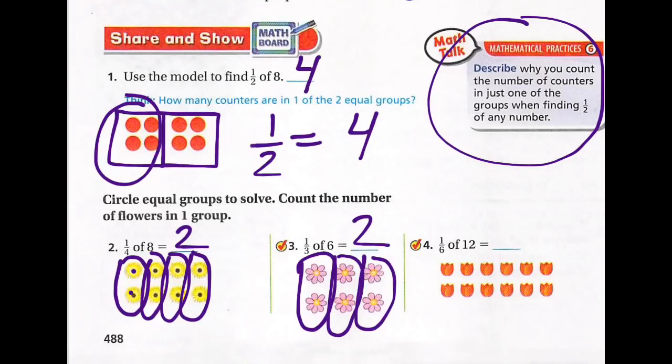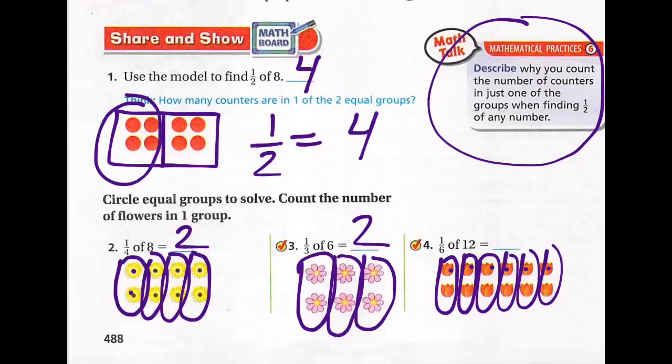And then the last one, we need to put them into 6 equal groups. 1, 2, 3, 4, 5, 6. So here would be a group, here would be a group, here would be a group, here would be a group, here would be a group, here would be a group. So 1/6 of 12 is also 2.